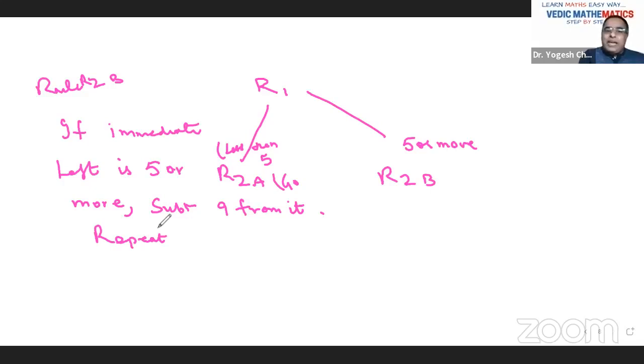But here, repeat R2B or go to R2A. See very clearly. You can repeat R2B or you can move to R2A. Now you know what comes after R2A, that is the second procedure, when you apply those numbers.